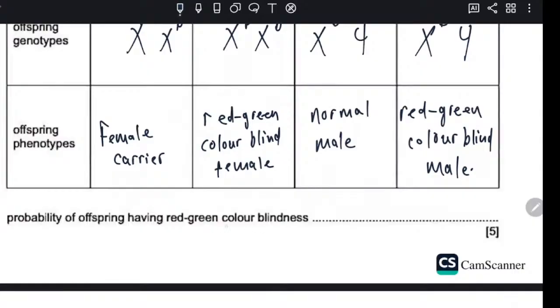Probability of offspring having red-green color blindness. How many were there? It's 1, 2, 2 out of 4. So it's 2 in 4 or 50%. Do you see how easy it is, students? Do you see how easy Punnett squares are? Are you seeing, Antonisha? Everybody, are you seeing? Okay, well done.